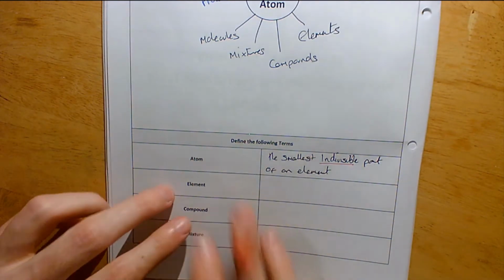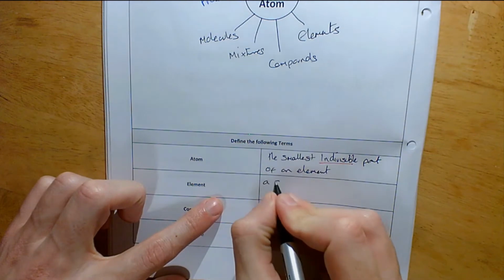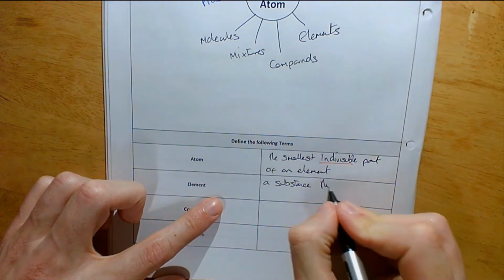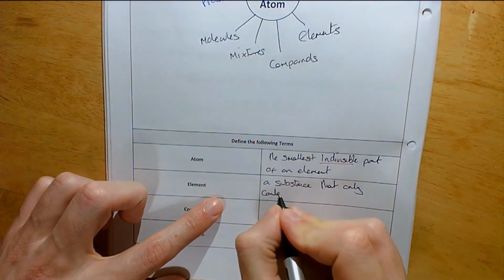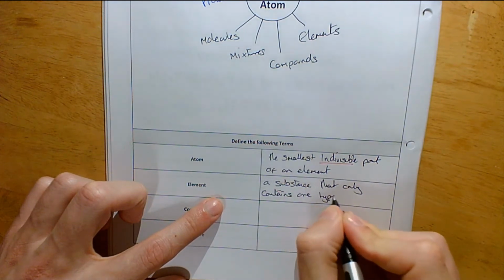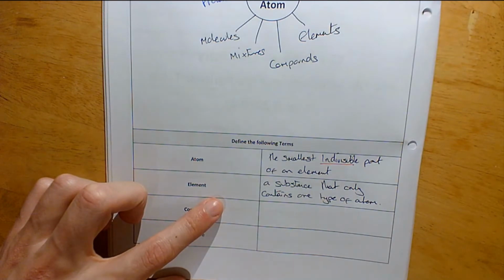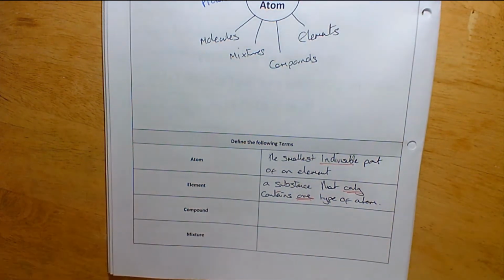So elements are a substance that only contains one type of atom. So every atom in that substance is identical. So only contains one type of atom.